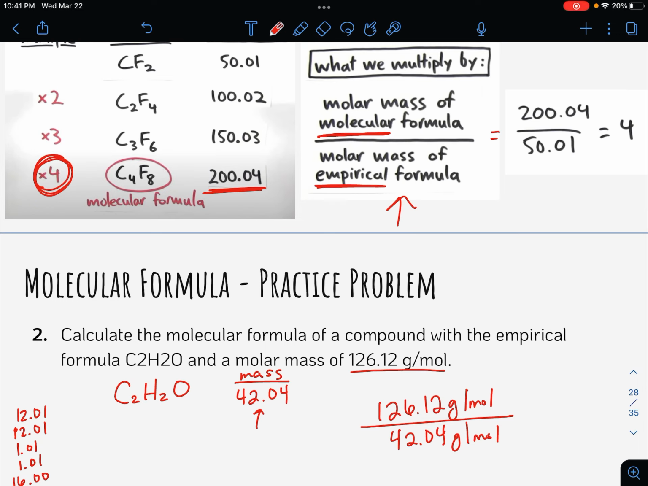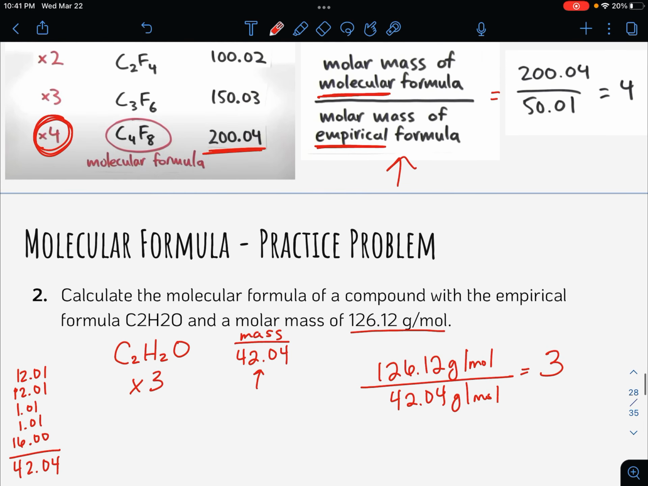So we're just dividing the mass. We're saying how many of these empiricals that weigh 42 grams can fit into the real deal, the molecular formula. So if we divide, I end up with 3. What that means is I'm just going to take my empirical formula and multiply it by 3. So I end up with 6 carbons, 6 hydrogens, and 3 oxygens. So this is my molecular formula.